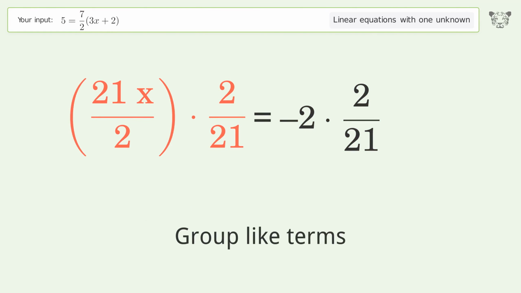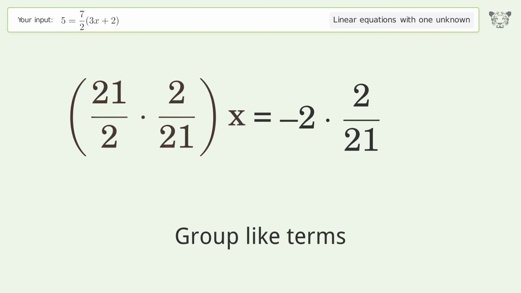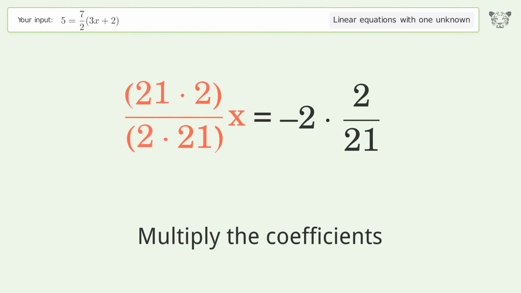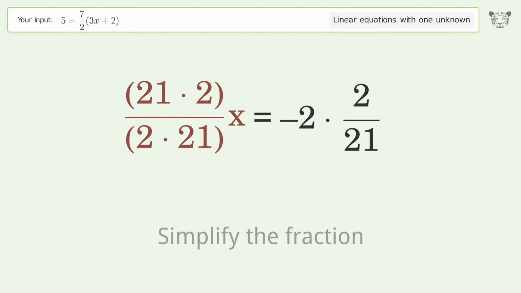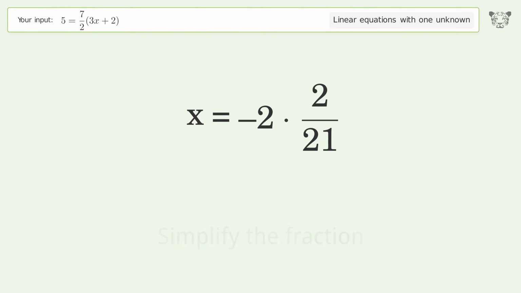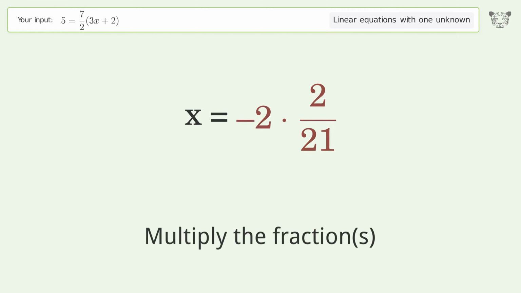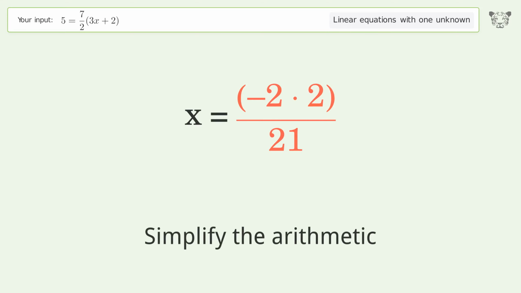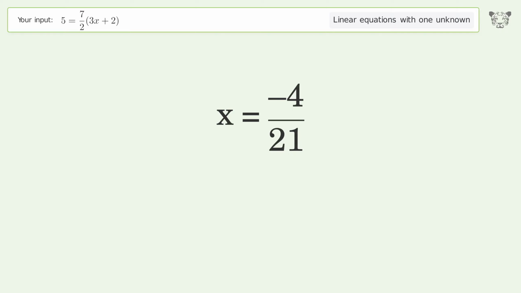Group like terms. Multiply the coefficients. Simplify the fraction. Multiply the fractions. Simplify the arithmetic. And so the final result is x equals -4/21.